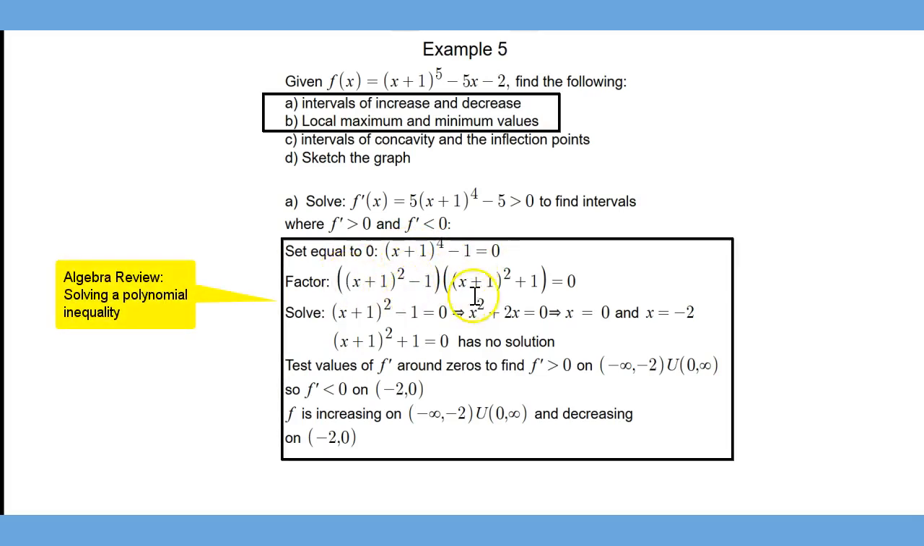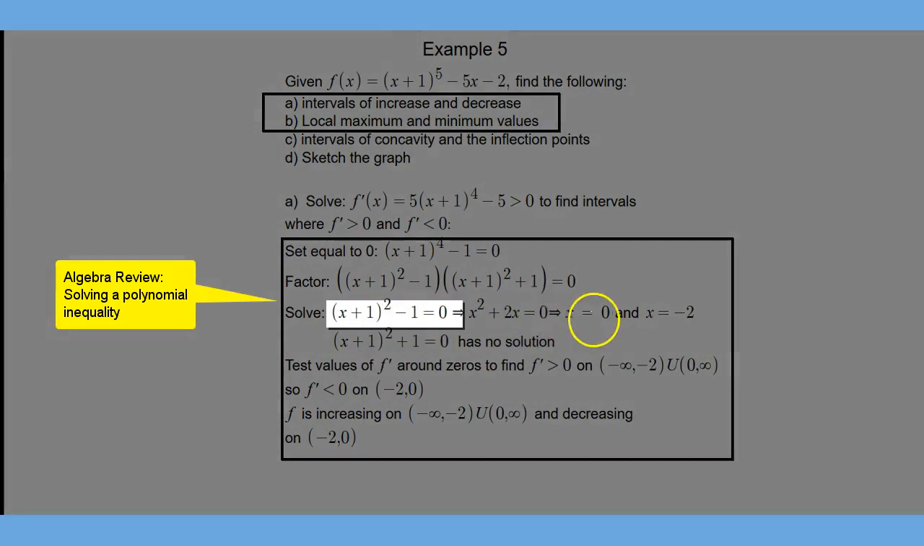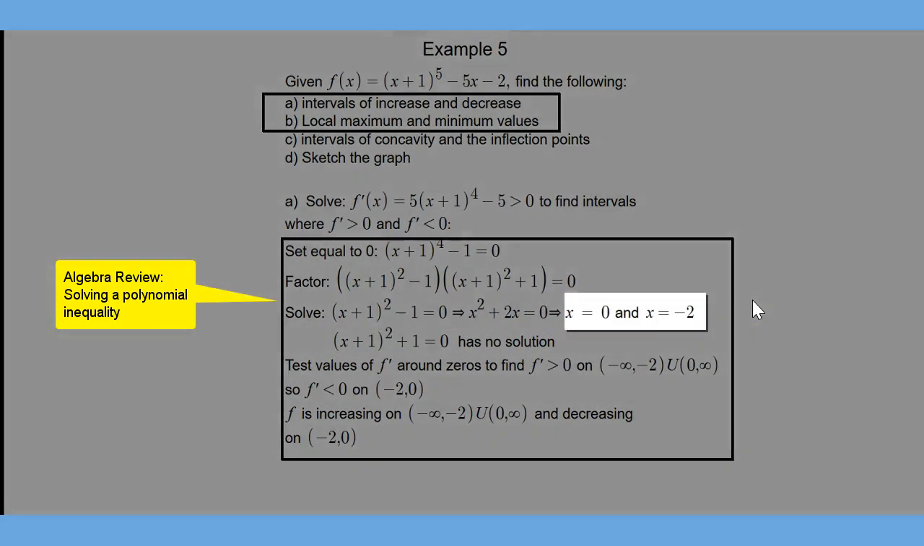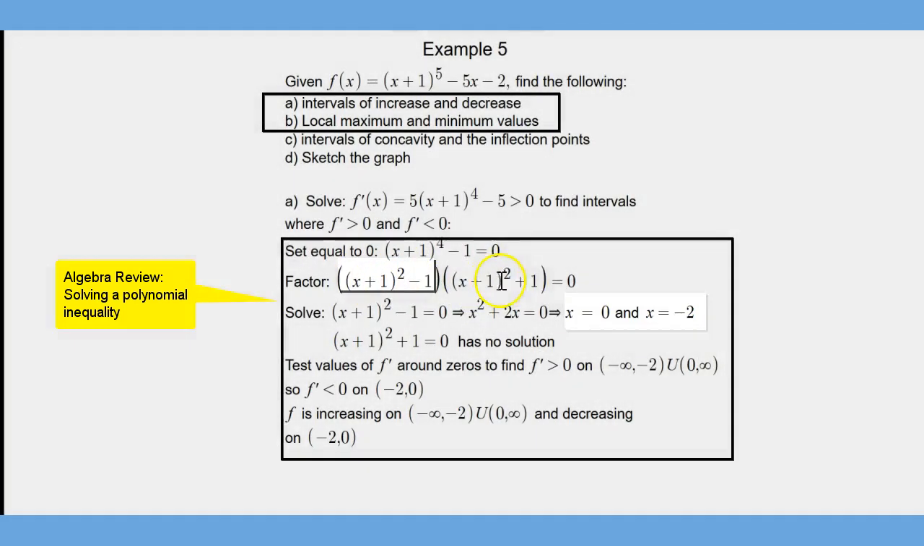And then I'm going to factor. I'm going to treat this as a difference of two squares. And I'm going to factor. And then I'm going to set each factor equal to 0. So this factor tells me that x equals 0 and x equals minus 2 are critical values. That's when this factor is 0. And this factor is never 0. These are my two critical values.